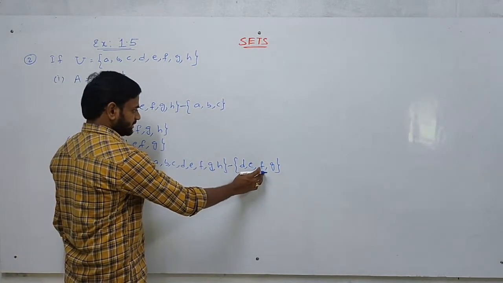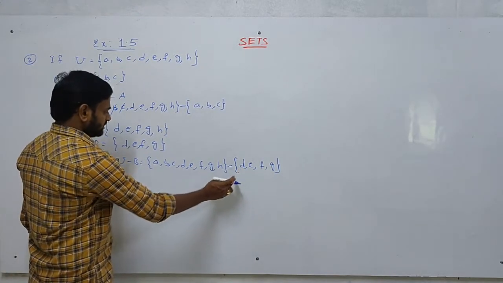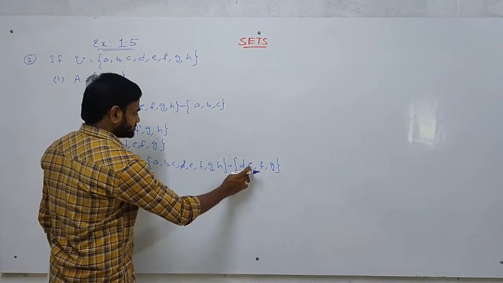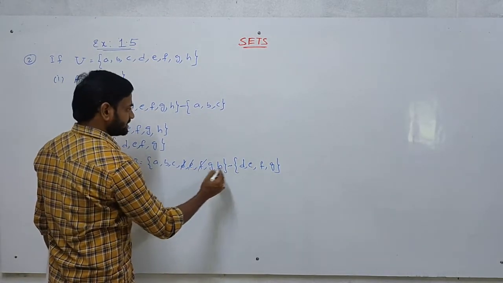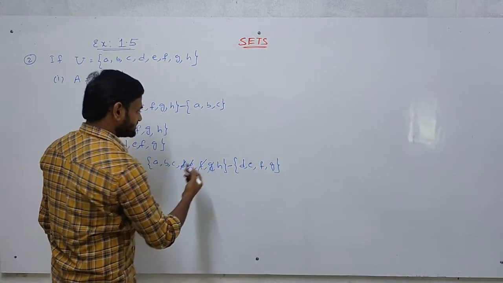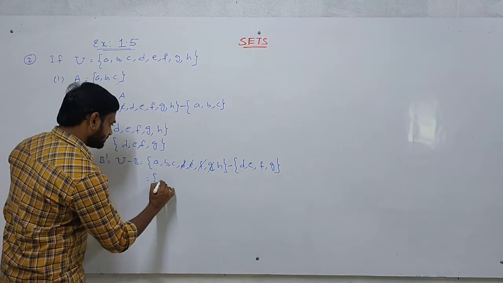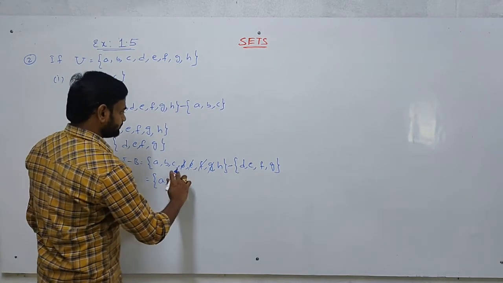Now cancel these elements from this end. That is D. D is there here. Yes, D is there. Cancel. Next E is there. Cancel. Next F is there. Cancel. Next G also cancel. Now what are the remaining elements? That is A, B, C.